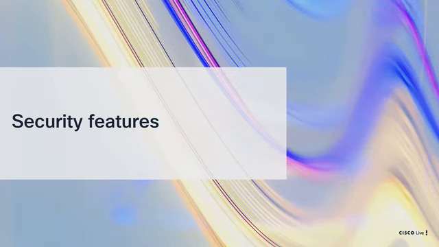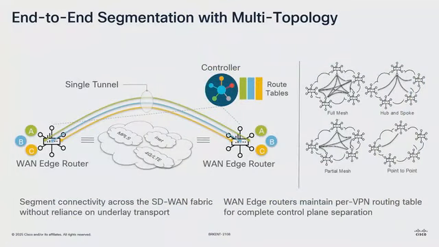Now coming to the security features. Like I said, segmentation is very important, and this helps you to realize a multi-topology network for various purposes. Each segment will have its own routing table. On the right side, you will see there are 4 different examples. In one segment, maybe you want to have a full mesh topology. That is, all your devices connected to each other with tunnels. On another one, you may want to have a hub and spoke topology.